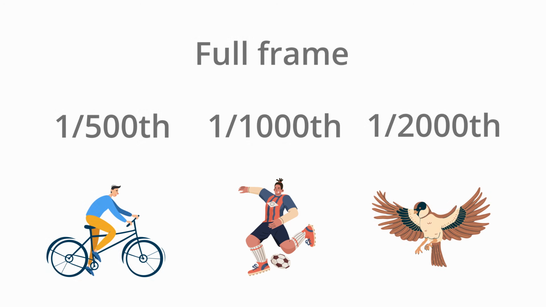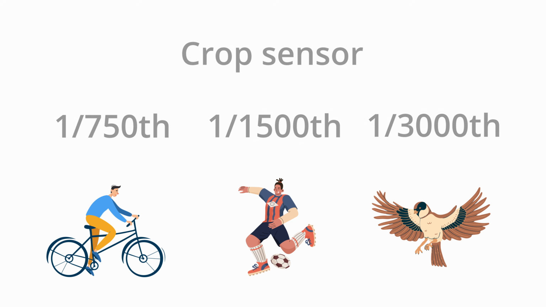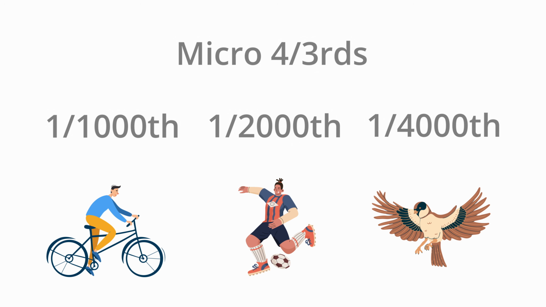What do you do in these scenarios, closer subjects or smaller sensors? Increase your shutter speed. For smaller sensors, use 50% faster for crop sensors and double for micro four thirds. As for closer distances and longer lenses, increase the shutter speed by 50%.